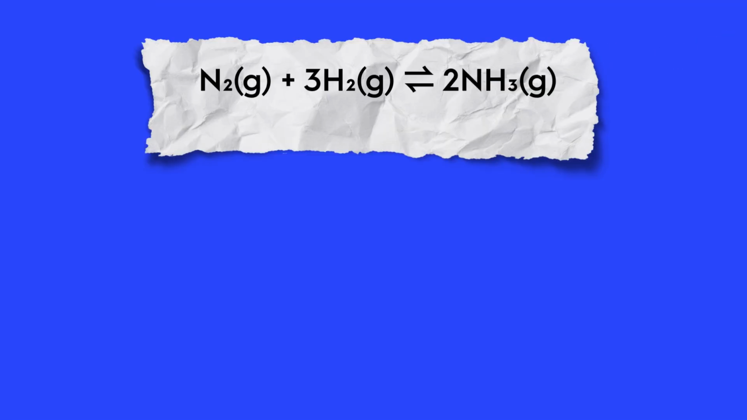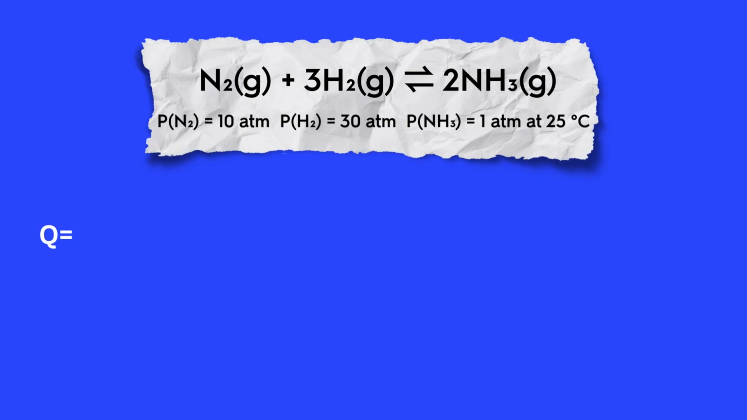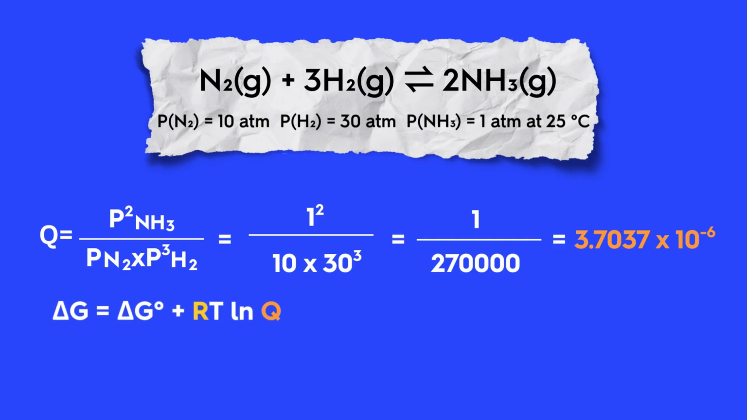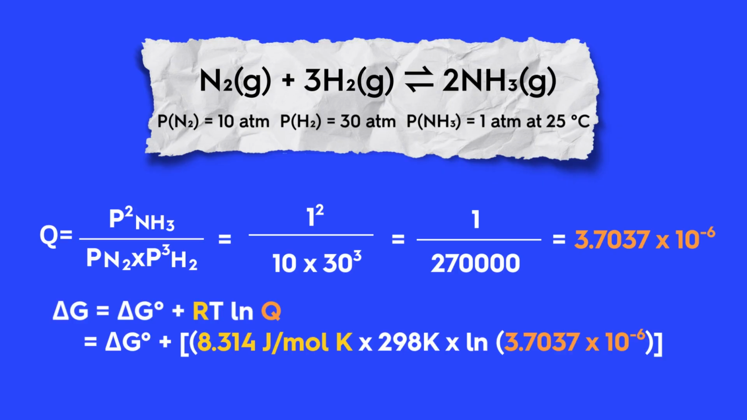Let's calculate delta G for making ammonia. Say nitrogen is at 10 atmospheres, hydrogen at 30, and ammonia at 1. Build Q as the pressure of ammonia squared over the pressure of nitrogen times the pressure of hydrogen cubed. Plug Q into delta G equals delta G naught plus RT times natural log of Q using R equals 8.314 joules per mole Kelvin and T equals 298 Kelvin.